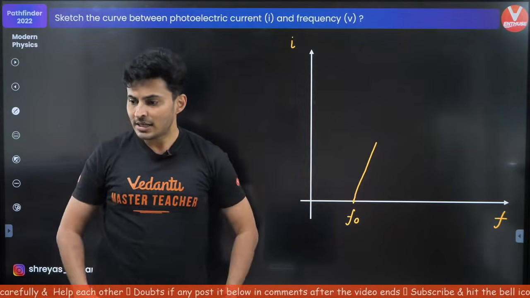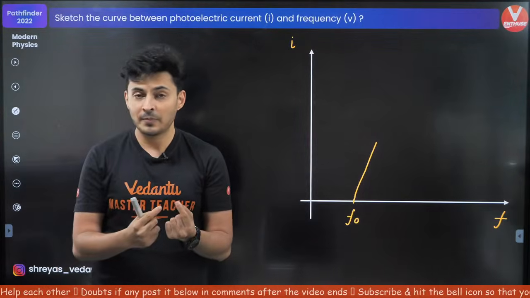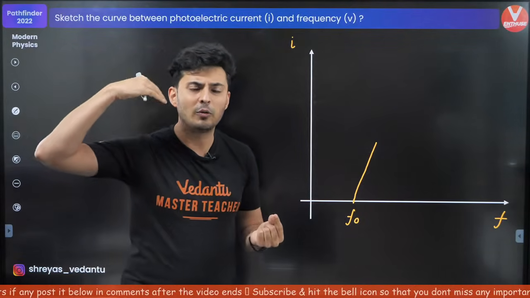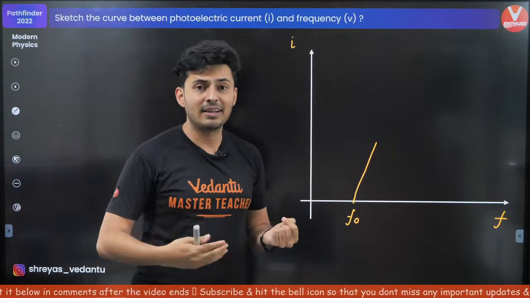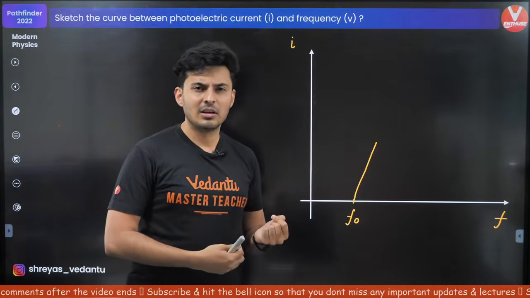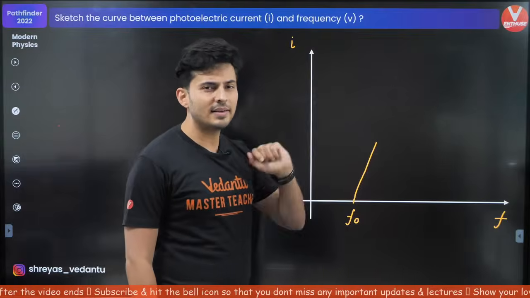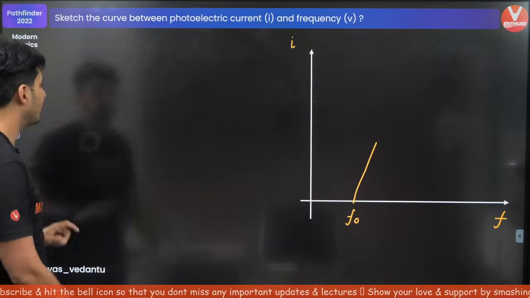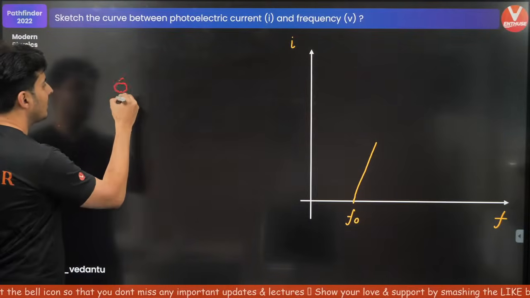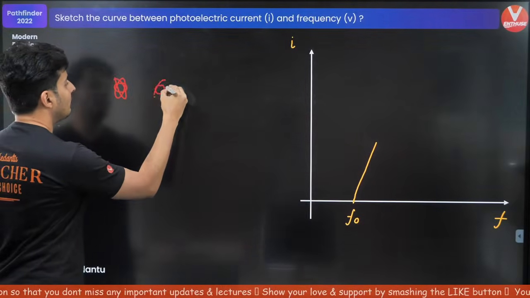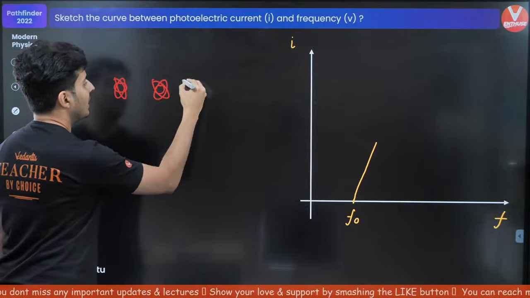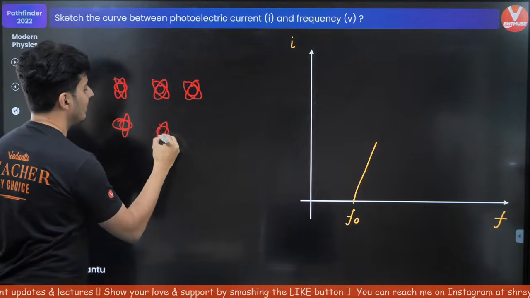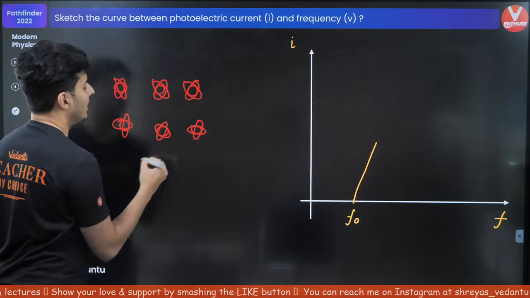Now what will happen next? If I keep on increasing the frequency, if I had no limit, I go from ultraviolet to X-rays to gamma rays, do you think this graph will just keep on increasing? Think about it carefully. I have a feeling it won't, and I'll tell you why. There are limited number of atoms in that metallic surface. I don't know, it could be 1 million, it could be 1 trillion, it could be billion, I don't know.